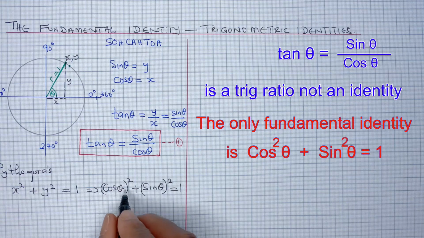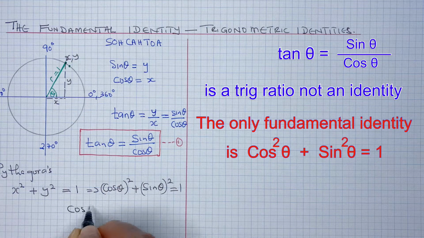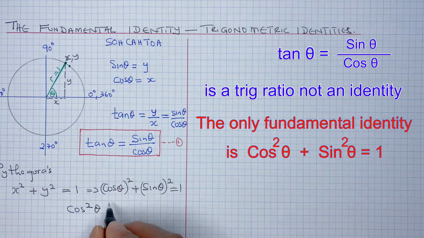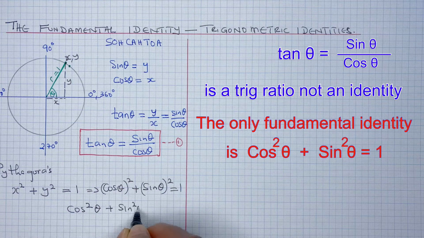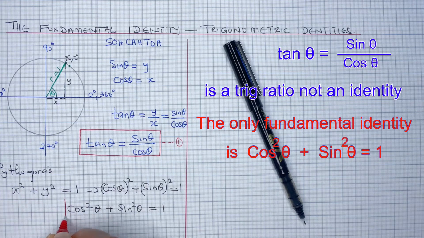But cos theta squared is also written as cos squared theta. In fact, this is how it's preferred to be written. So cos squared theta plus sine squared theta equals 1. And that is the second fundamental identity.